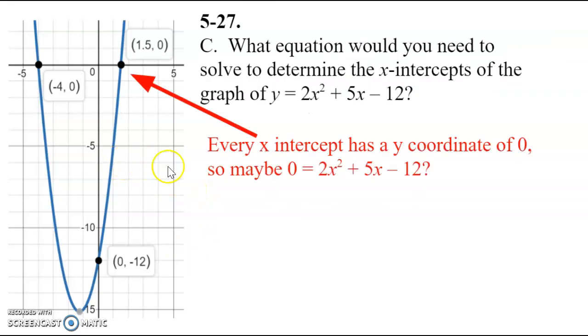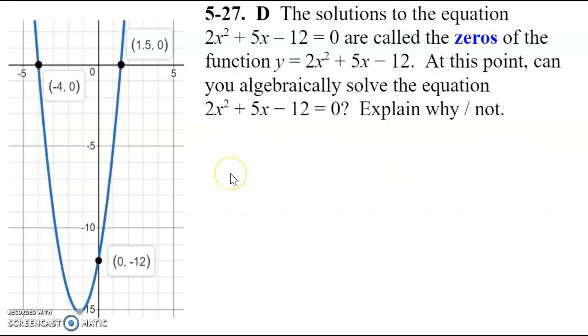Now what? What do we do now? How can we solve this? The solutions to the equation 2x squared plus 5x minus 12 equals 0 are called zeros of the function, because you're setting something to be 0. That's where the word comes from.